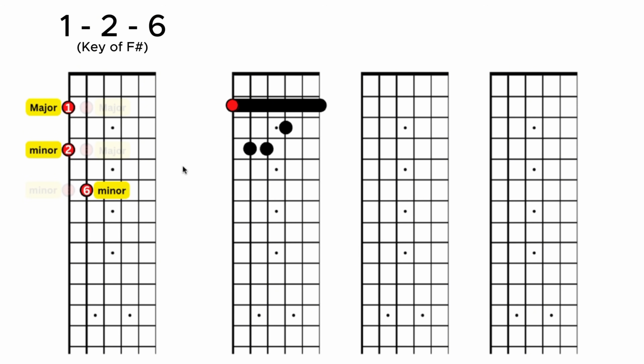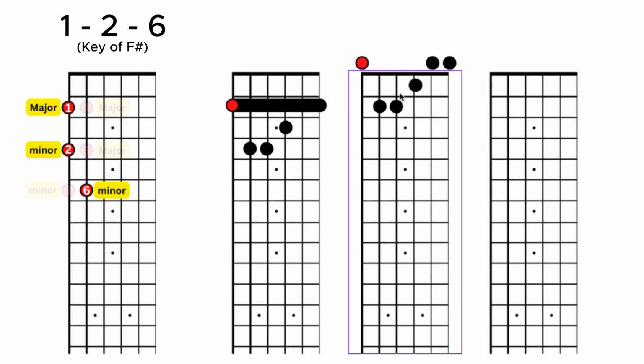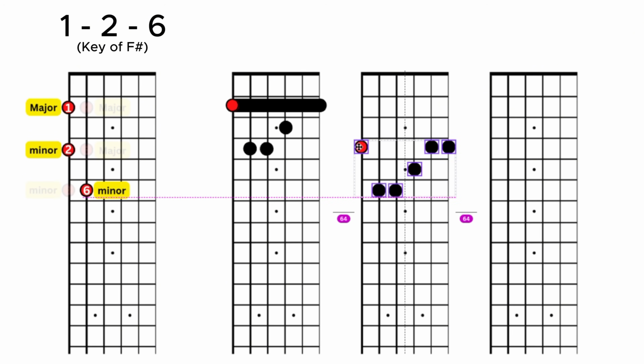Remember, we've got a 1-2-6 in the key of F sharp. Now my 2 chord is also on the E string, so I'm again going to move an E shape till I find this note over here. That's my E shape, and I'm going to move it all the way up to here to find this note over here. Here we go, all the way up to here. Again, these notes that were left open is where I place my bar.